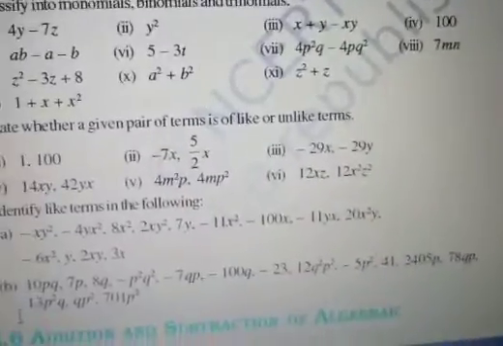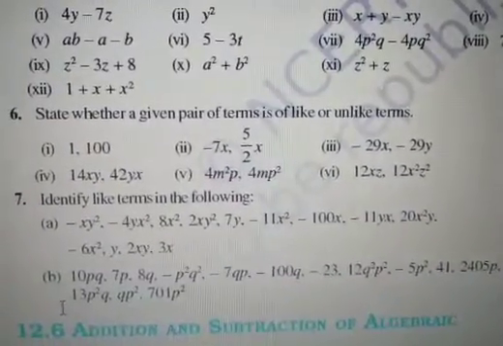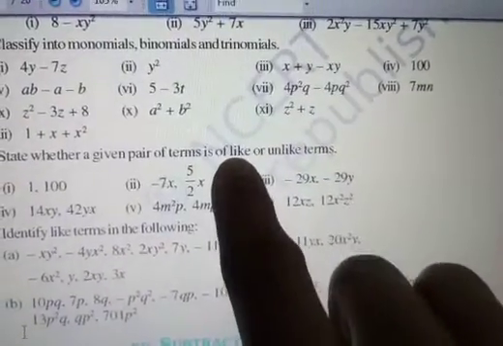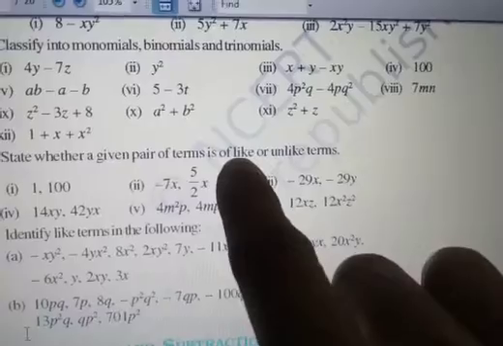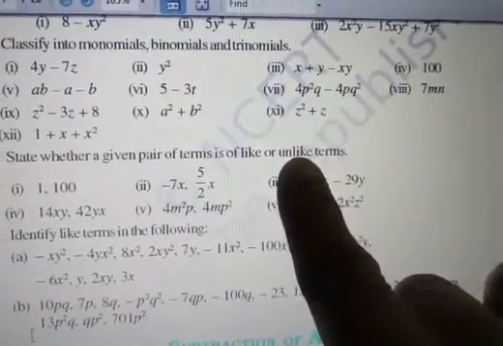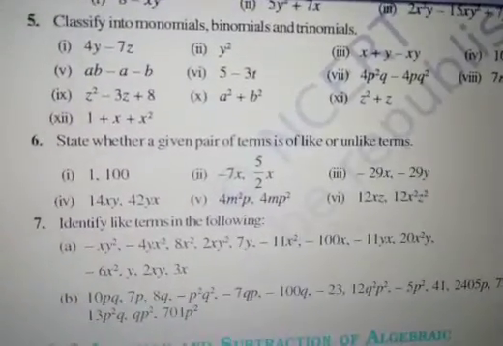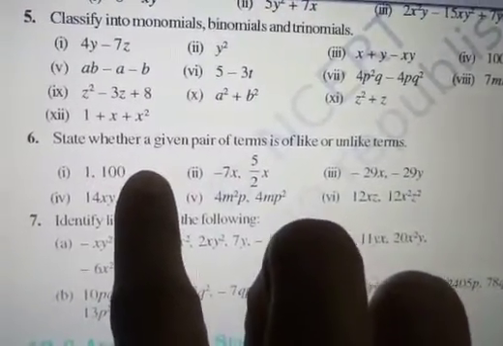State whether a given pair of terms is like term or unlike term. We already know what is meant by like term and unlike term, right? Like terms means the terms will be having same variables. Unlike terms means the terms will be having different variables. Yes? So shall we start doing the pairing? Shall we start writing the answer here? You should take a pencil and write the answer here itself.